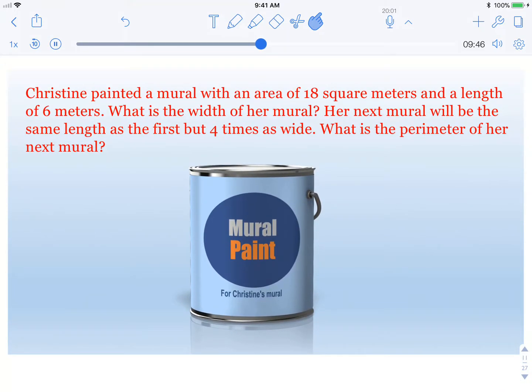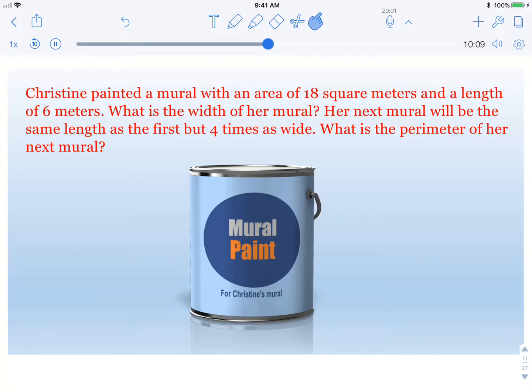Okay, so now we have Christine. Christine painted a mural with an area of 18 square meters and a length of 6 meters. What is the width of her mural? Her next mural will be the same length as the first, but 4 times as wide. What is the perimeter of her next mural? Now, that is a lot of information, but you can easily solve this.